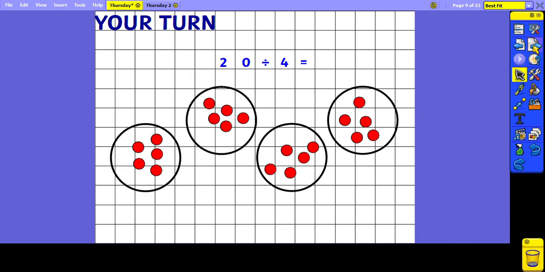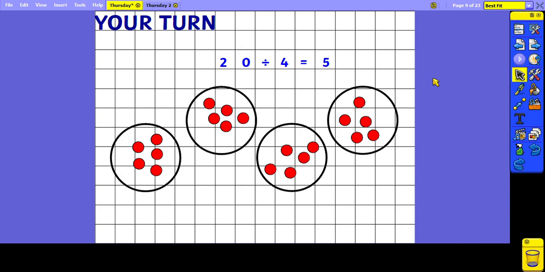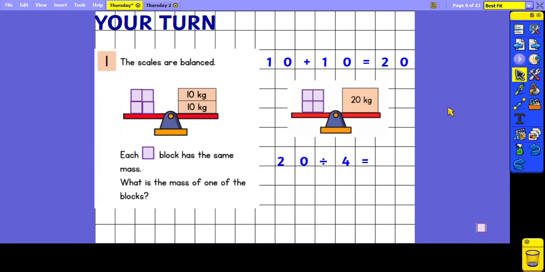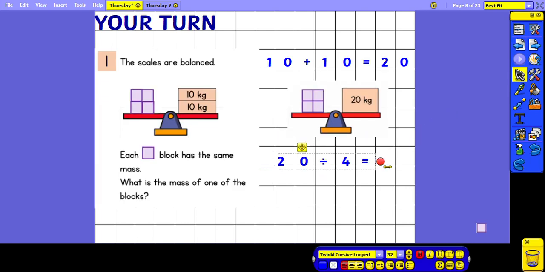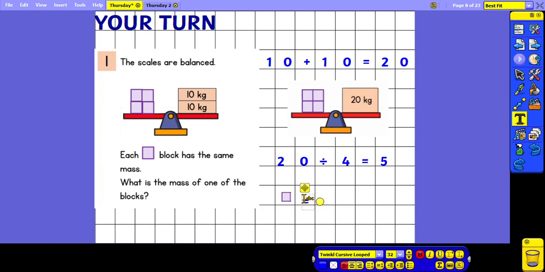To do 20 divided by 4, we can share 20 counters fairly between 4 groups and then count how many there are in one group. There's 1, 2, 3, 4, 5. So 20 divided by 4 equals 5. So we now know that one purple block has a mass of 5 kilograms.